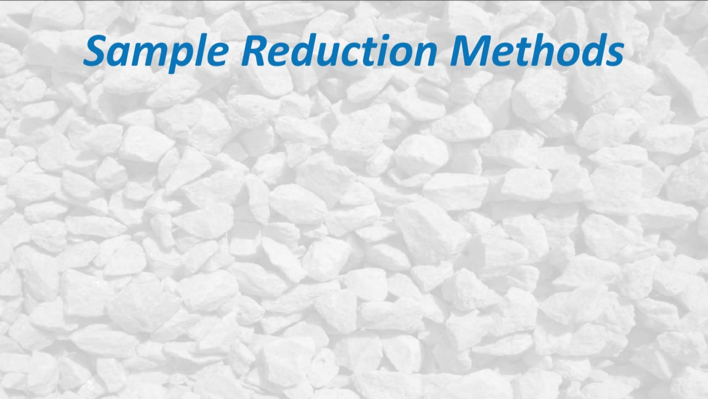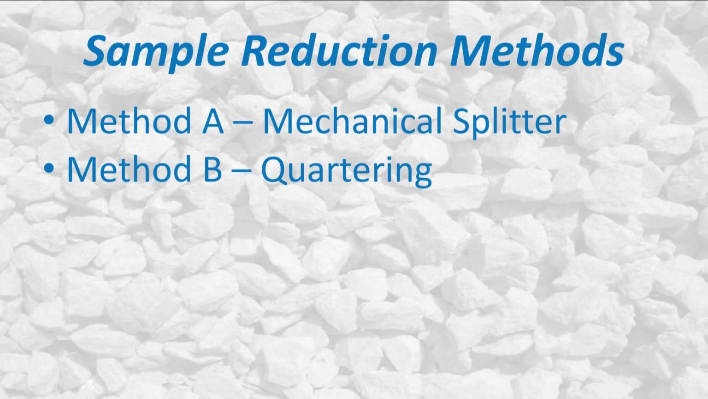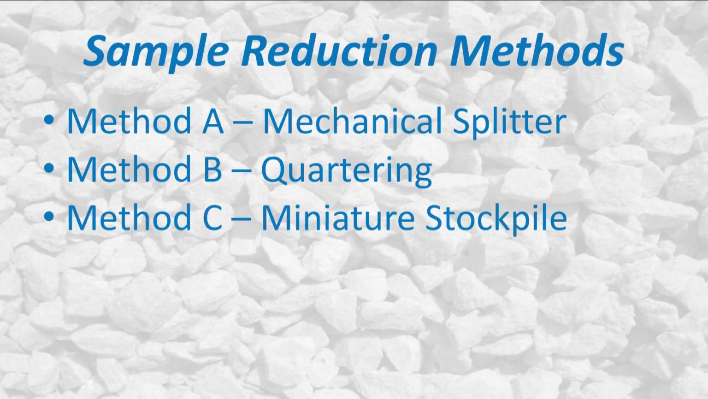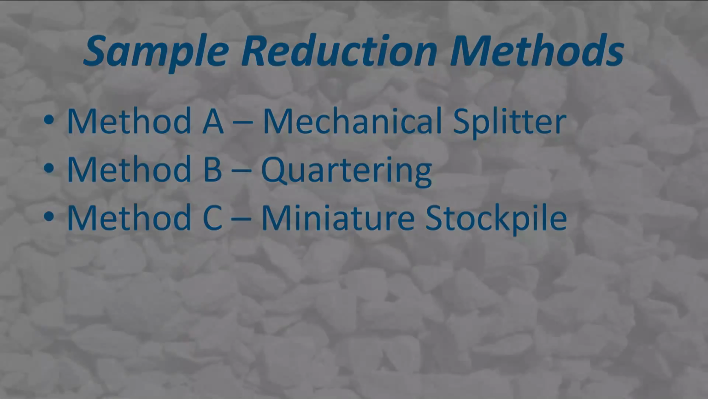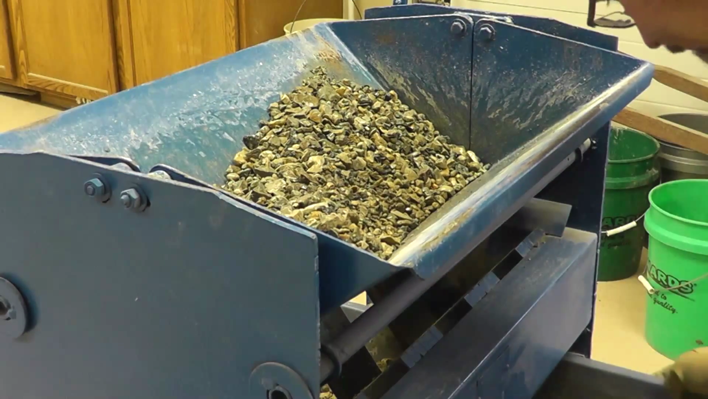So what are the different sample reduction methods? There are three methods, and they are Method A, mechanical splitter, Method B, quartering, and Method C, miniature stockpile. Now let's have a quick look at each method.